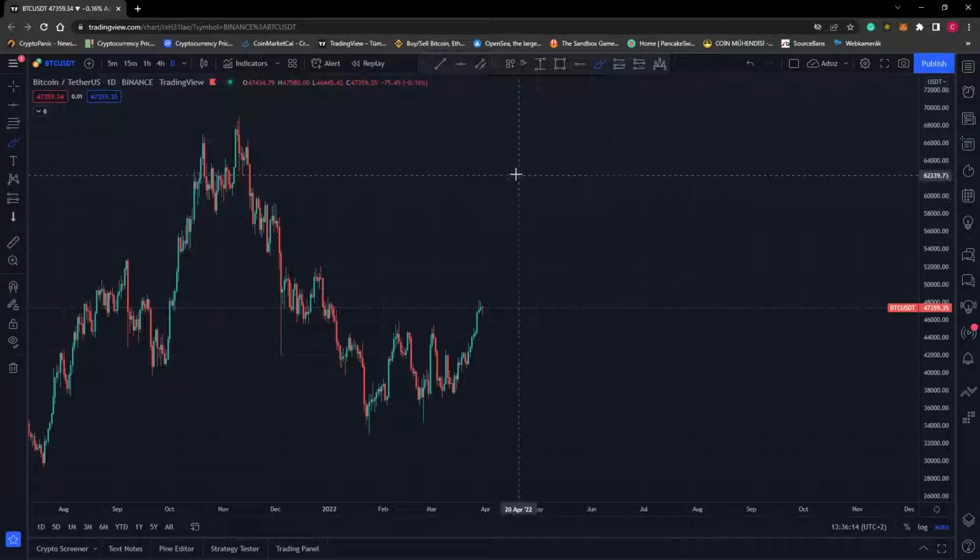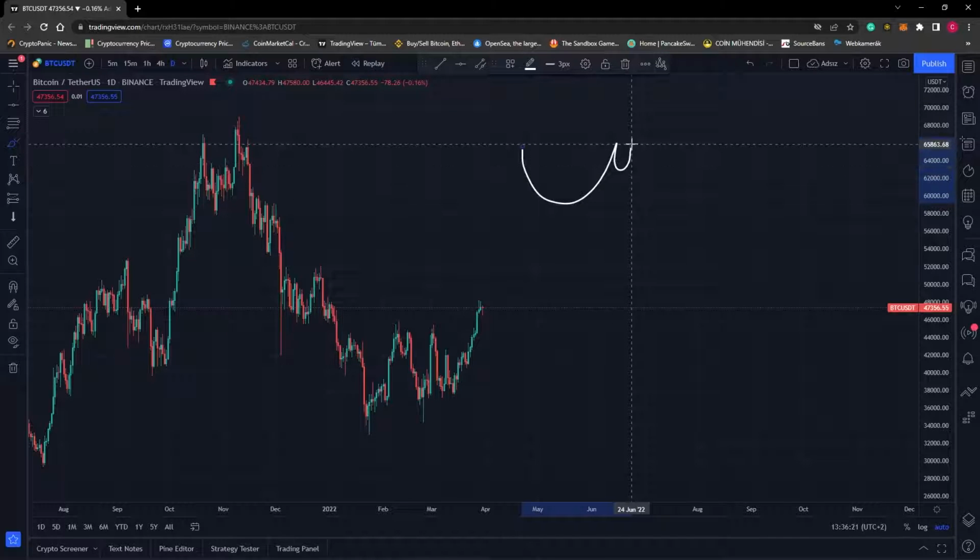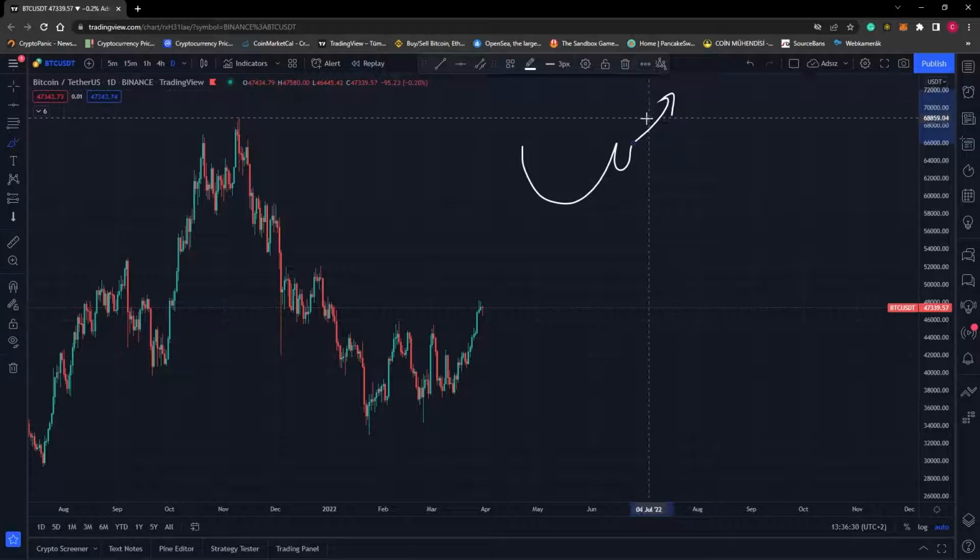A cup and handle is a chart pattern that resembles a cup with a handle, and it's considered a bullish signal extending an uptrend. This pattern is often used for long-term trading as it takes quite a while for the price to form a cup shape, and later it follows with a small handle looking area.